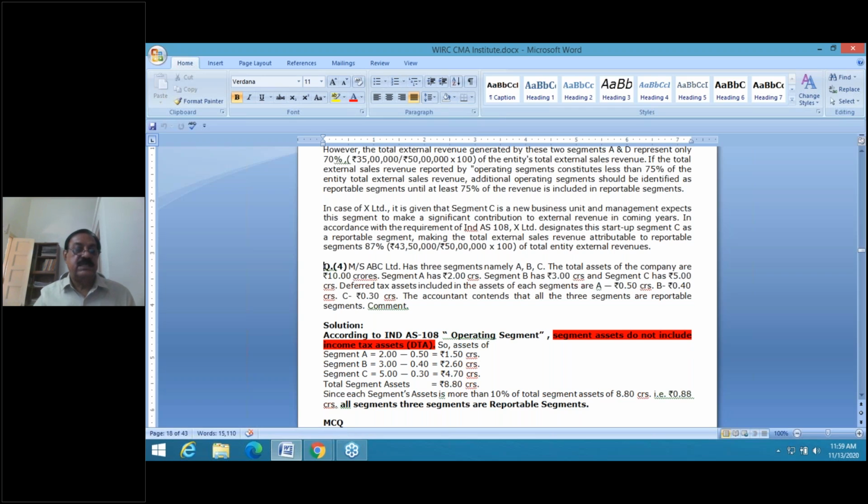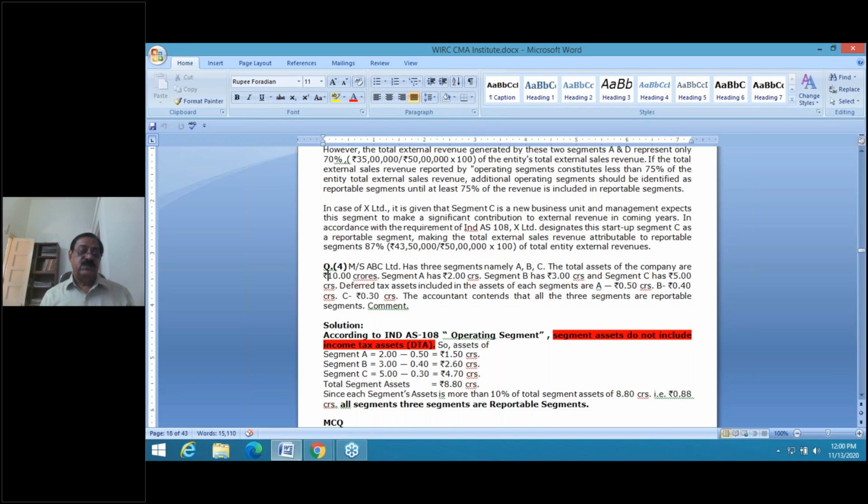So this question relates to a company that has three segments, namely A, B, C. The total assets of the company are 10 crores. Segment A is 2 crores. Segment B has 3 crores and segment C has 5 crores. So total 10 crores is divided as 2, 3, 5. Deferred tax included in this is 0.50, 0.40, 0.30. Okay. So assets, 10% comes to 1 crore. So every segment has 1 crore or more. So the accountant says all three are reportable segments.